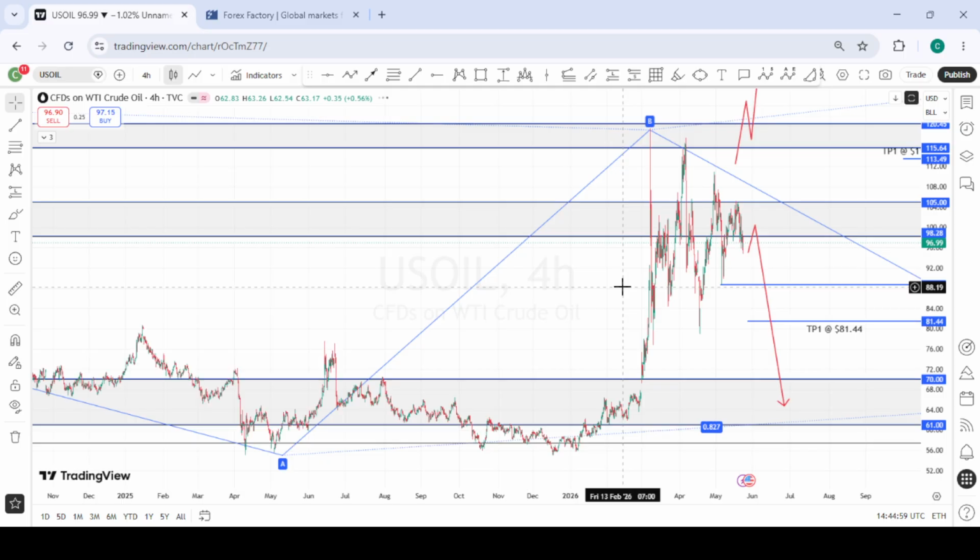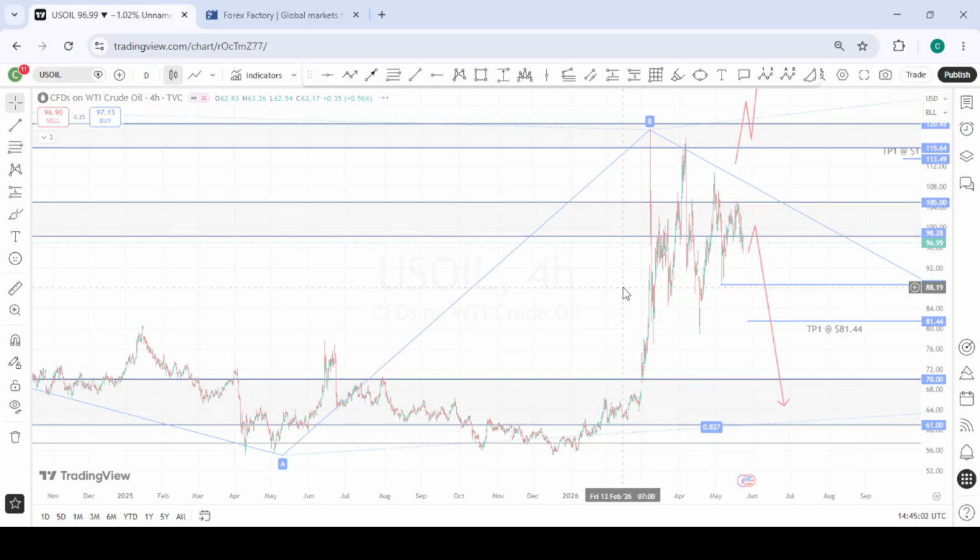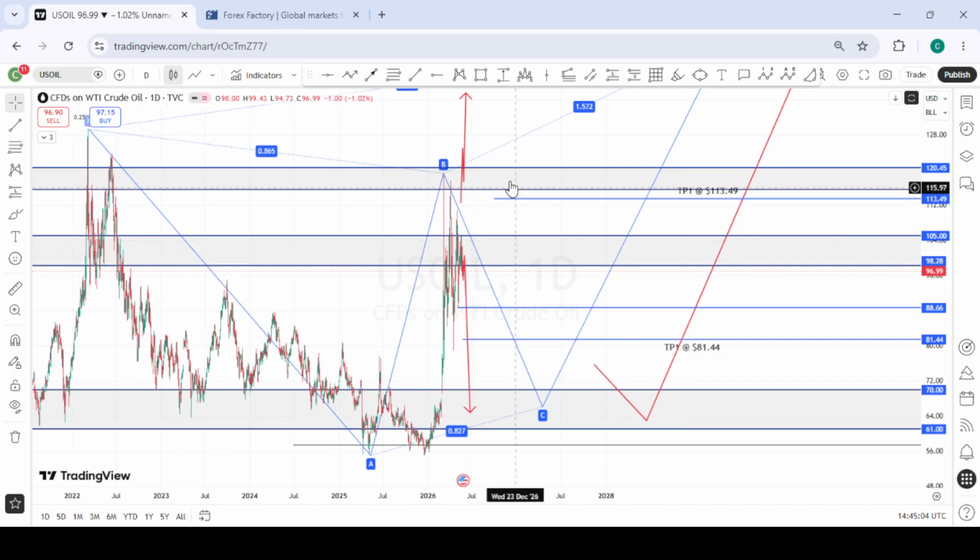It also has a similar setup as Brent crude oil. So we are just waiting for the possible B to C leg to form before we take our decision whether to go long or to sell.